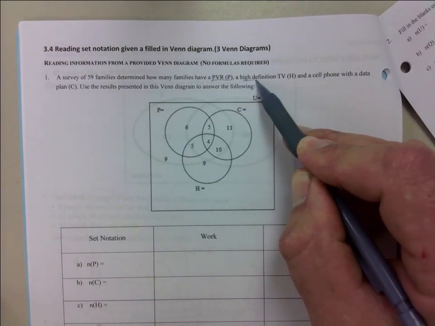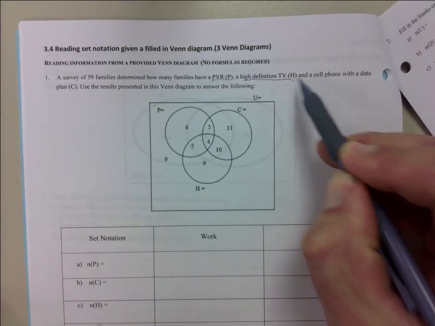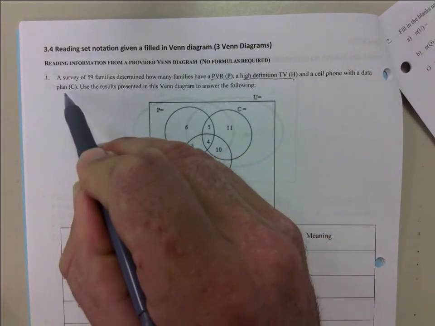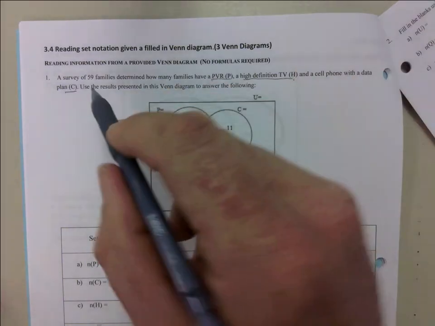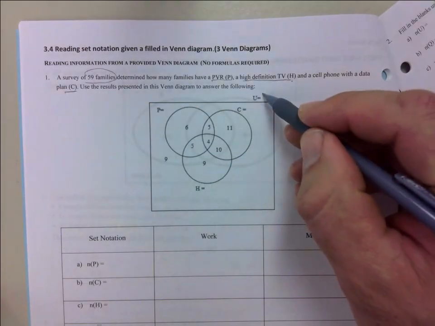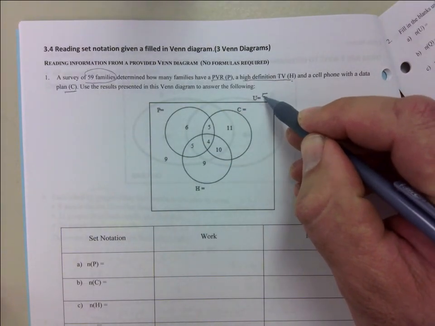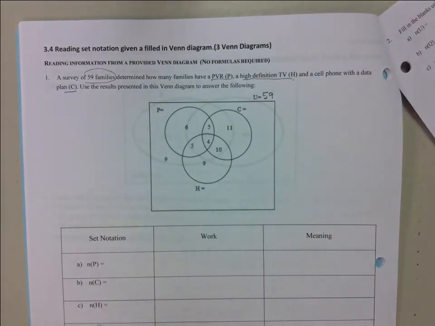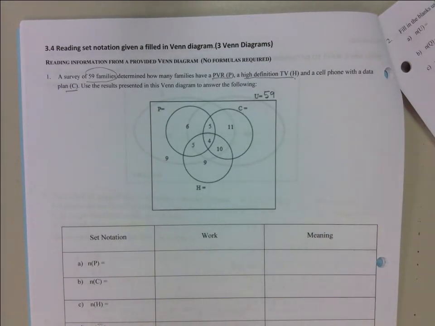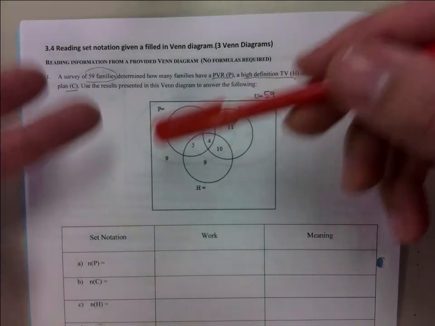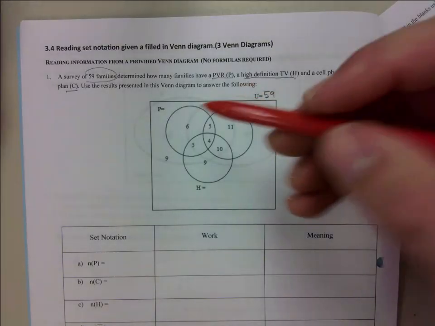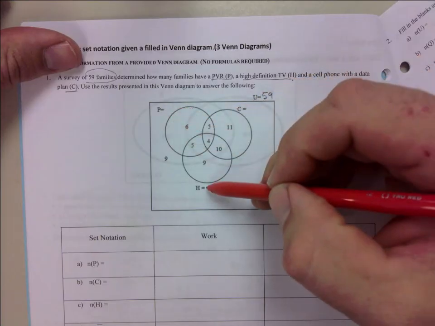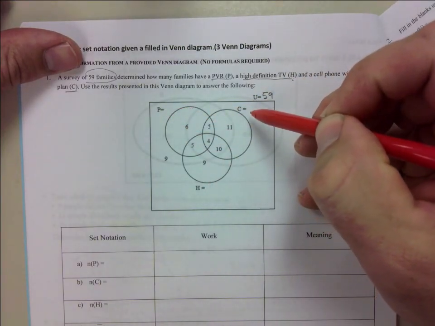Okay, high definition TV, so I call that H, and a cell phone with a data plan, that's C. The results are presented in the Venn diagram below. So the survey of 59 tells us that this is 59. I'm going to use a red pen to fill in, based on all this information, what P, H, and C would add up to.